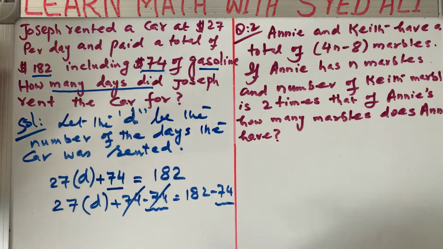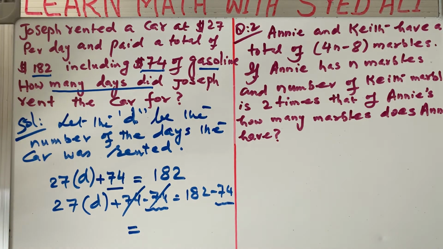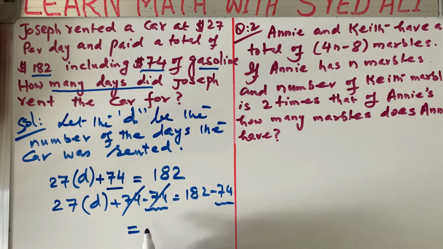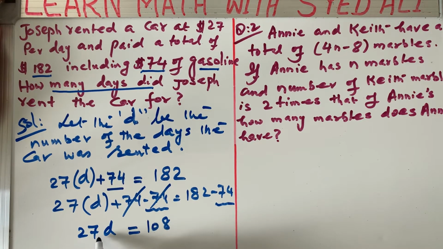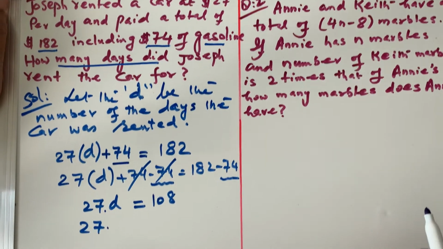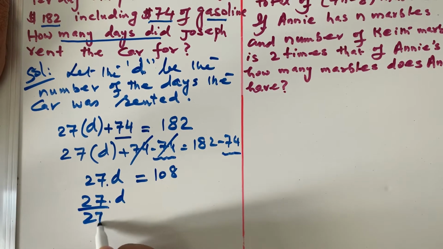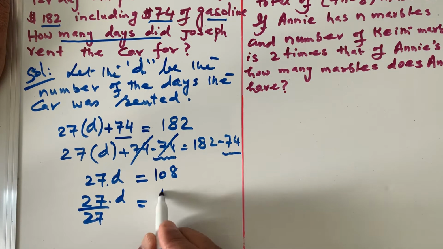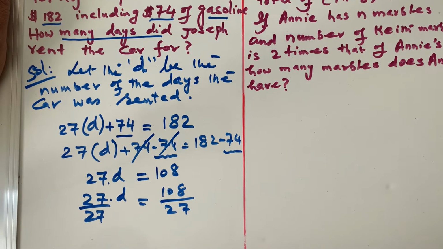182 minus 74, sorry about that, I have a cough. 182 minus 74 is 108, and on the other side 27D. Now what D is doing with 27 is multiplication, so you need to divide by 27. The thing which you do on the left side of the equation, division by 27, you do also on the right side.